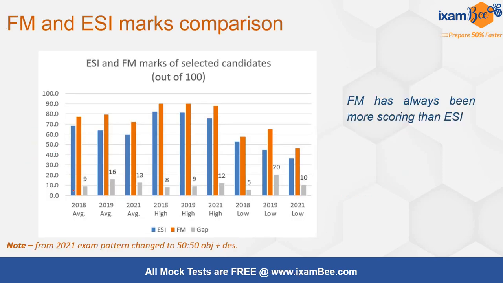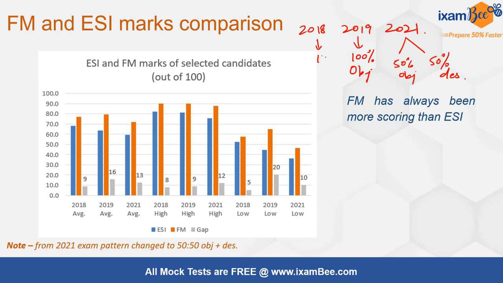This is the data for the last 3 recruitment cycles that have happened, that is in 2018, 2019 and 2021. In 2021, we have to note that the paper pattern was changed and we had 50% objective paper and 50% descriptive paper. Before this, in 2018 and 2019, your 100% paper was objective in nature. So let's first talk about the first myth, that is ESI is more scoring or FM is less scoring than ESI. This is absolutely incorrect.